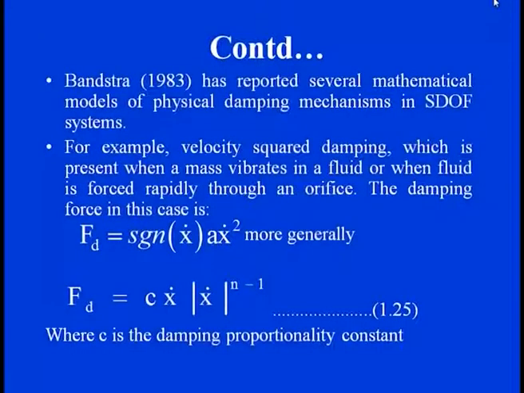So when we are talking about this, we need to check what mathematical models put the analogy for such physical damping mechanisms in single degree of freedom systems. Bandstra in 1983 said that velocity squared damping, which is simply a representation of a mass vibrating in a fluid, or when the fluid is forced rapidly through an orifice, can be represented as Fd equals sine omega into a x dot square, or in general Fd equals C x dot to the power n, multiplied by the sign, where C is a simple damping or proportionality coefficient.